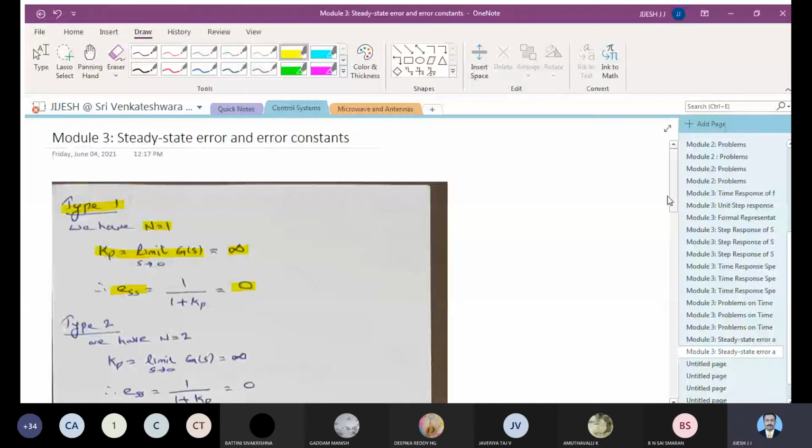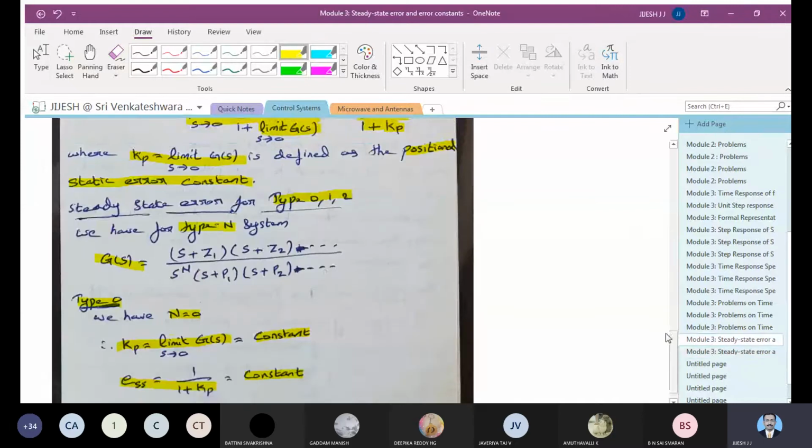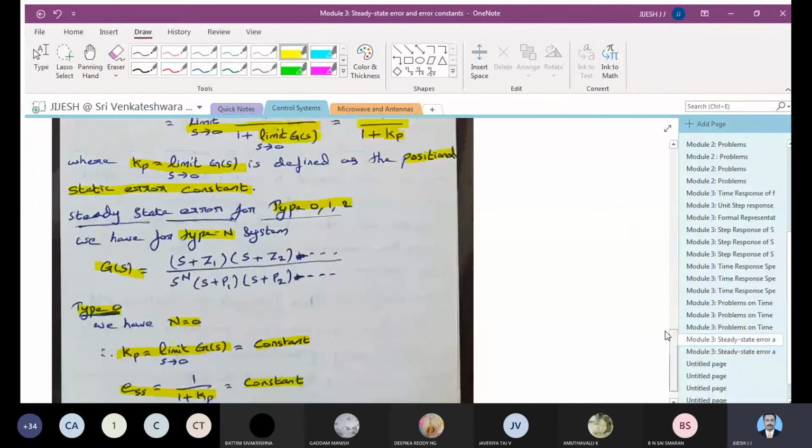Then we proceed further for n = 2. When you do that, see here the equation for G(s) is already written here. This is the equation for G(s). By using this equation, we are saying that it will go to constant and it will go to infinity and all those things.